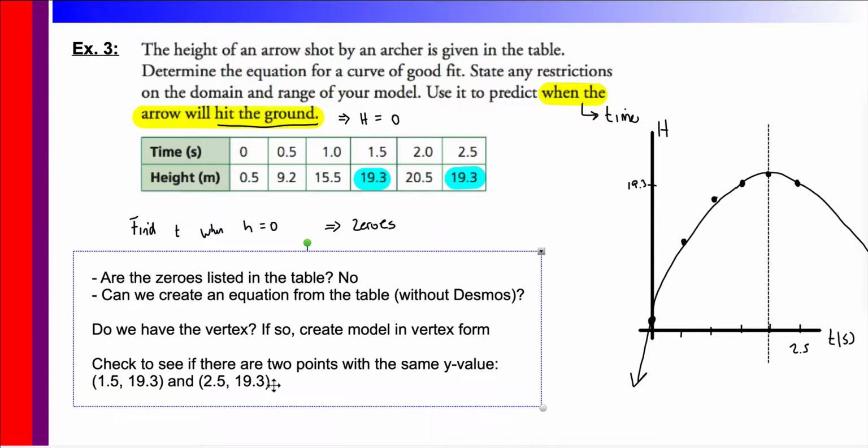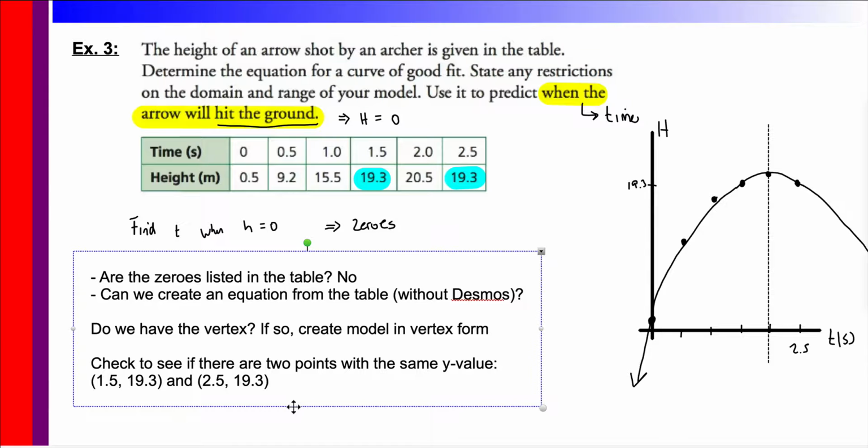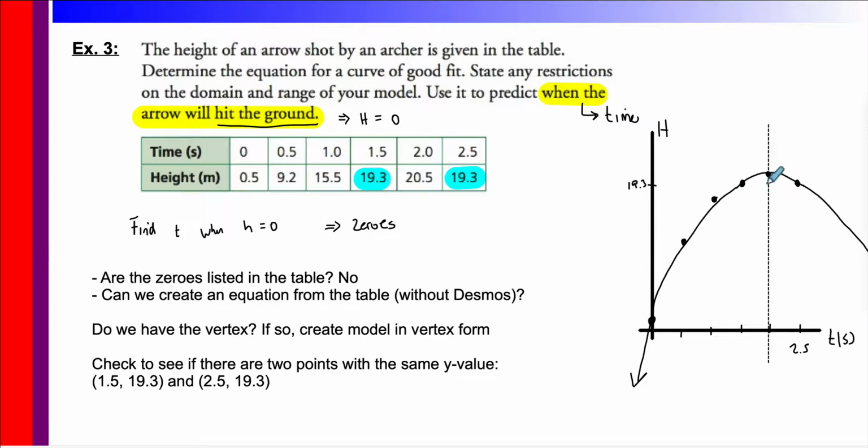Okay, so that's true of any quadratic function. If you take 2 points that have the same height, the vertex will always be in the middle of them. Or if you look at a vertex and you move an equal distance away from that vertex to the left and to the right, so even if I went further away, for instance 1 second in this direction and 1 second in this direction, I would notice that these 2 points are the same height. That's true of a parabola because of its symmetry.